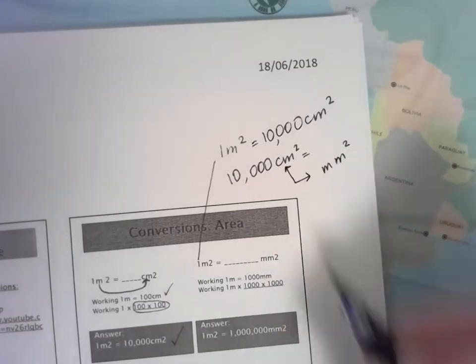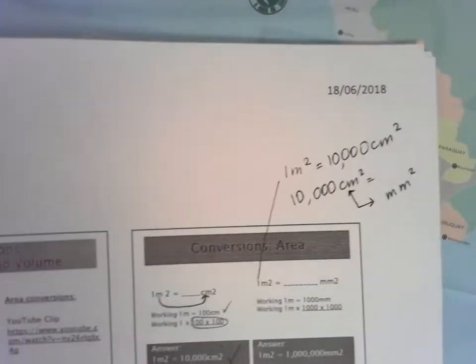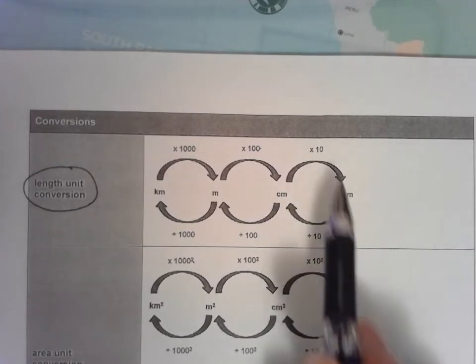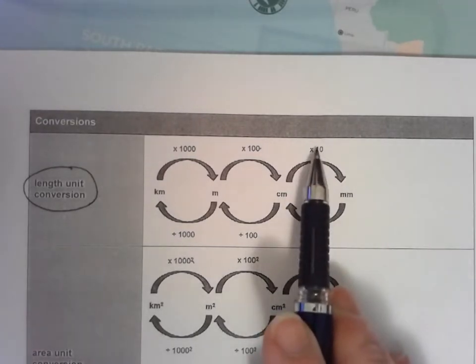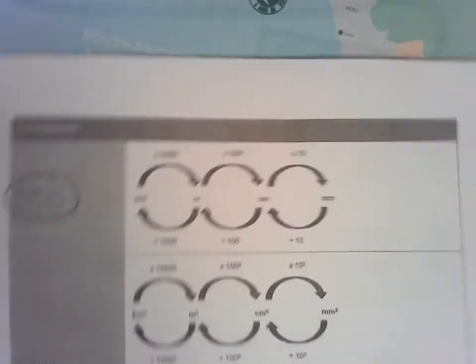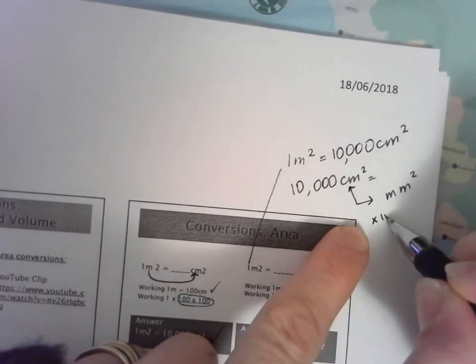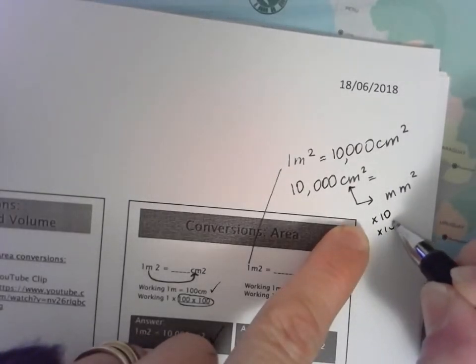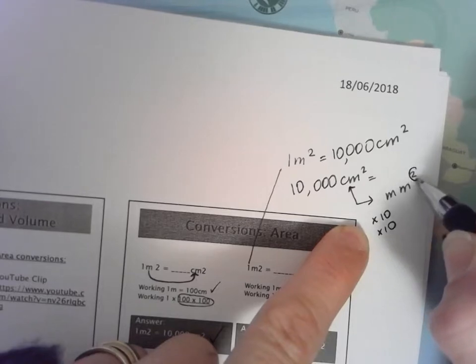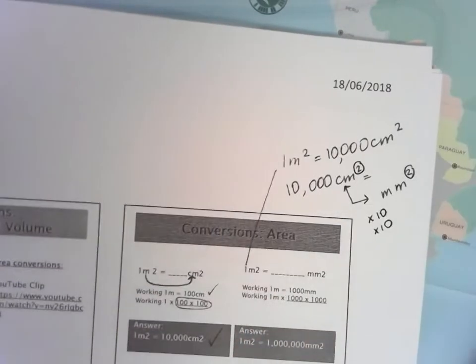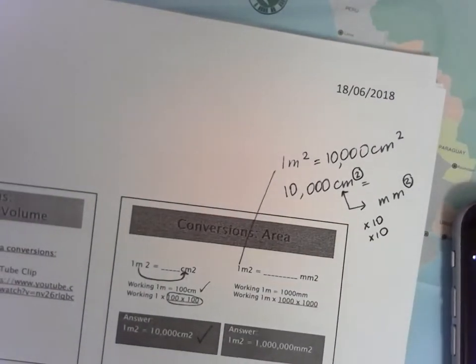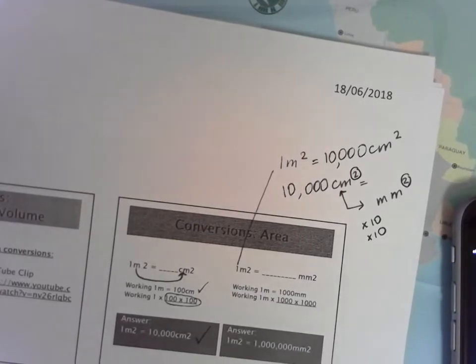Then you could change your 10,000 centimetres squared into millimetres squared by asking, what's my magic number between centimetres and millimetres? Hopefully we all know that between centimetres and millimetres, our magic number is 10, and we would multiply by 10. But it's all on your rule sheet if you know how to use it. So if we need to multiply by 10, we then do it by 10 again, because we're talking about squared units.